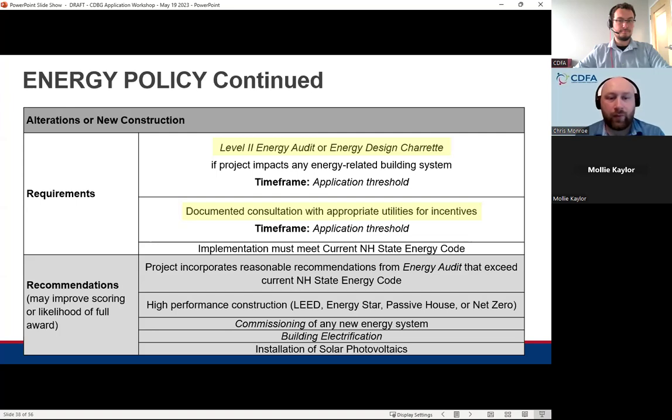Third, that projects commission any new energy system. Commissioning is where a third party verifies that a system was installed correctly and trains building staff on how to best use and maintain the equipment.